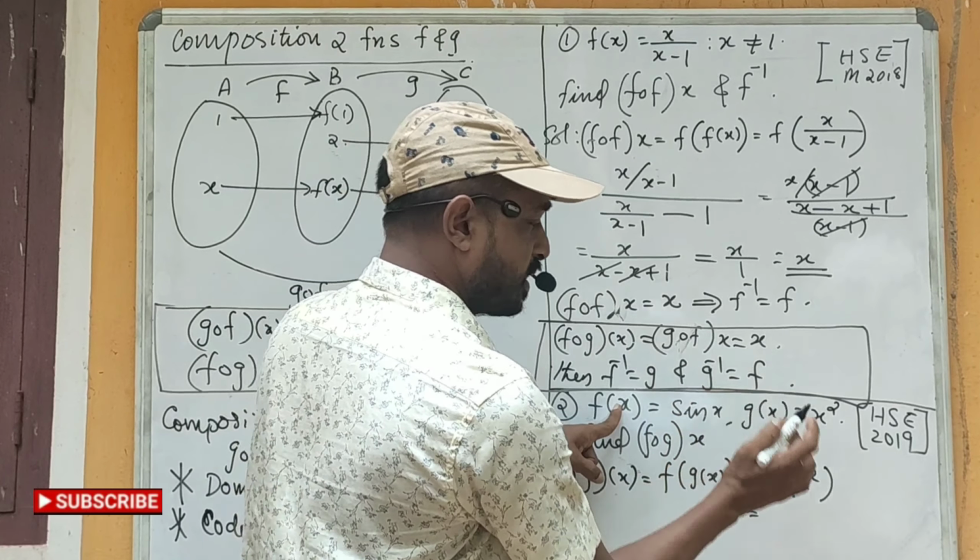So f composition g of x is equal to f of g of x, and that is equal to f of x square. What is f of x square? f of x is equal to sin x. Therefore, f of x square will be sin of x square. So this is the function f composition g of x. Now I think the concept of composition of two functions f and g is quite clear to you.